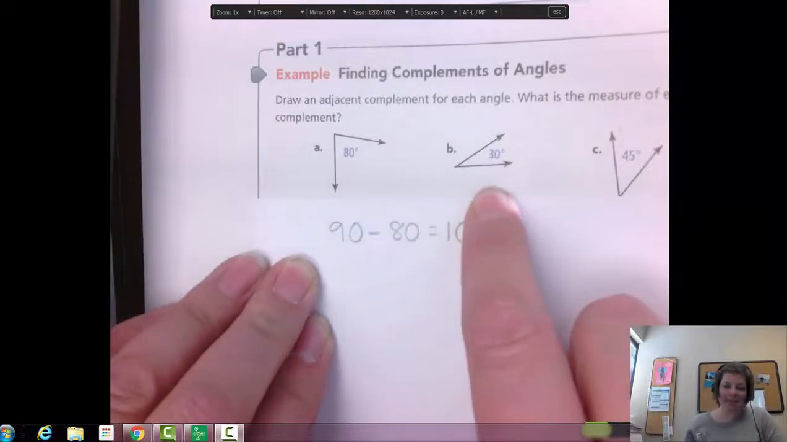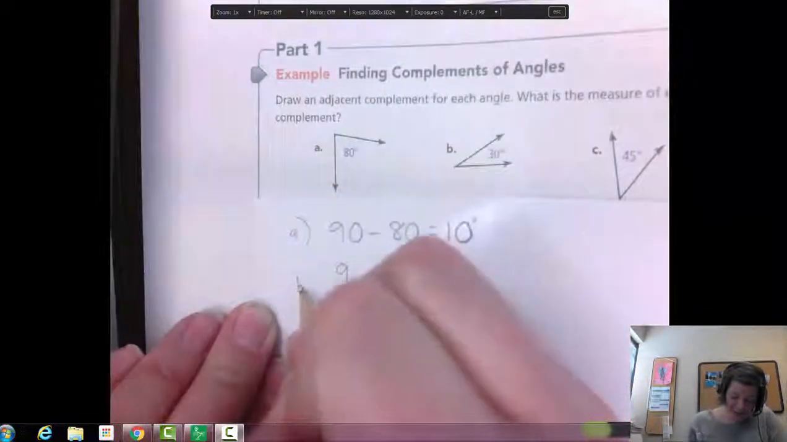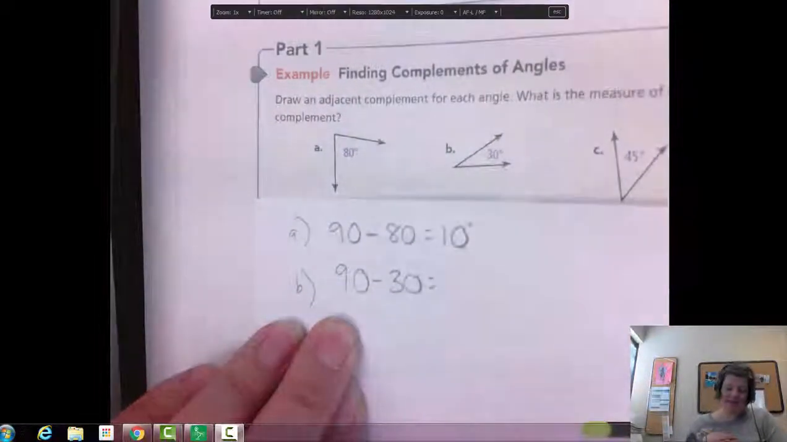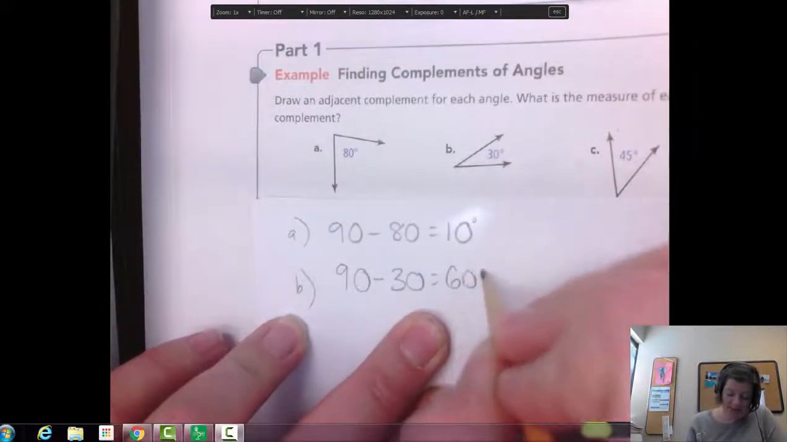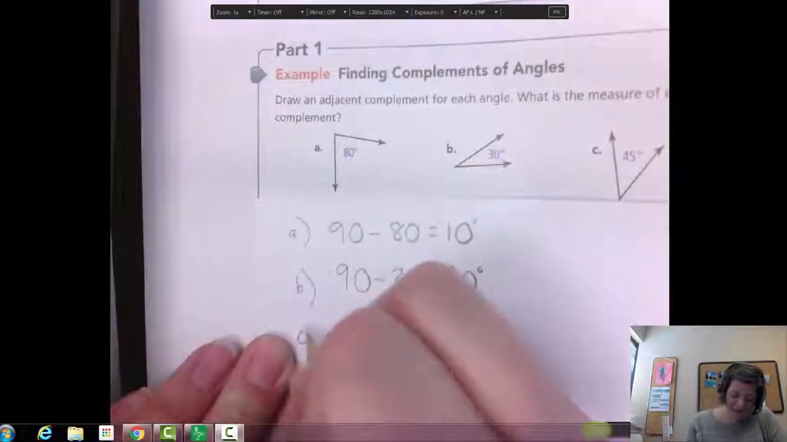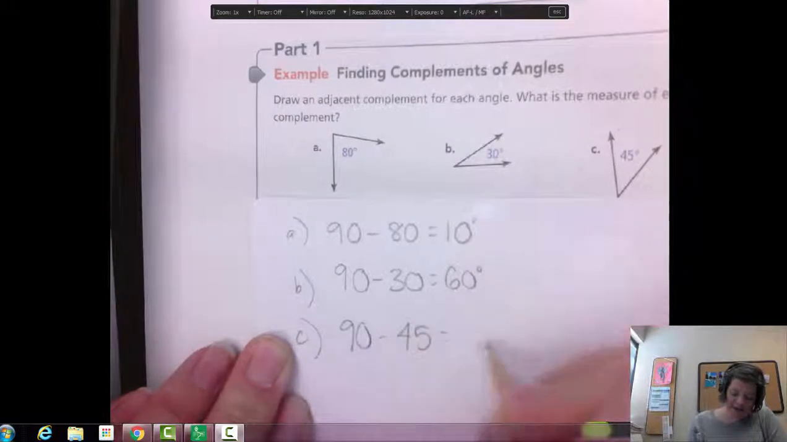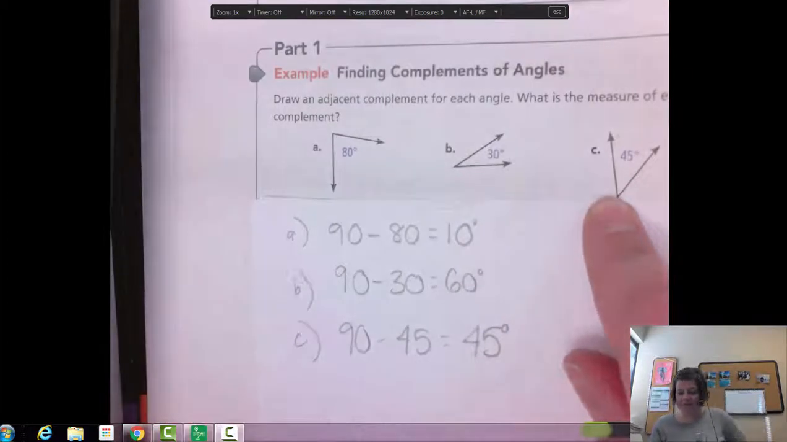What's B's complement? Well, think of it the same way. This is A, this is B. It would be 90 degrees minus 30 to get 60 degrees, which would be the complement of B. What's the complement of C? Well, if you have 45 degrees and you subtract that from 90, you get 45 degrees. So the complement of C is 45.